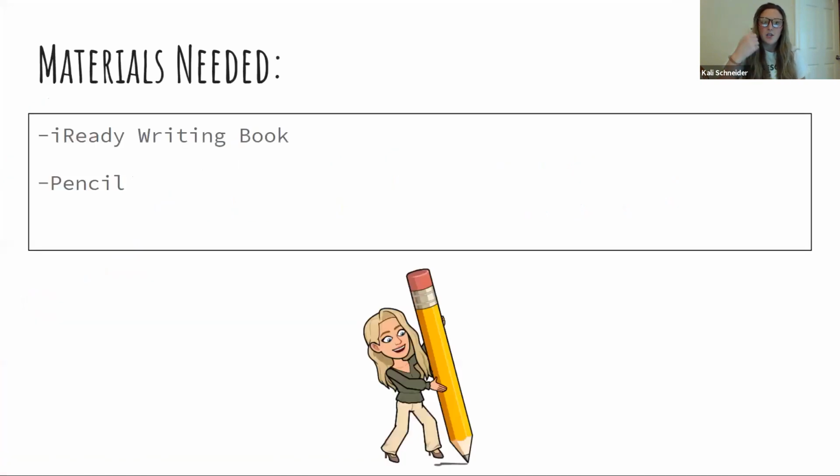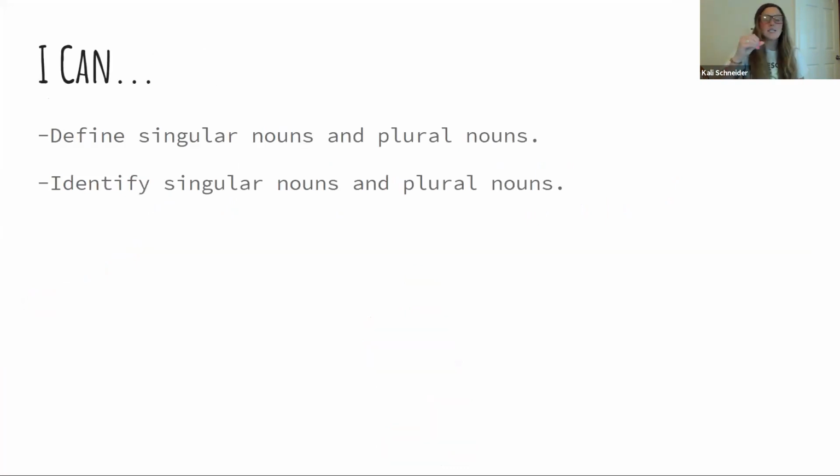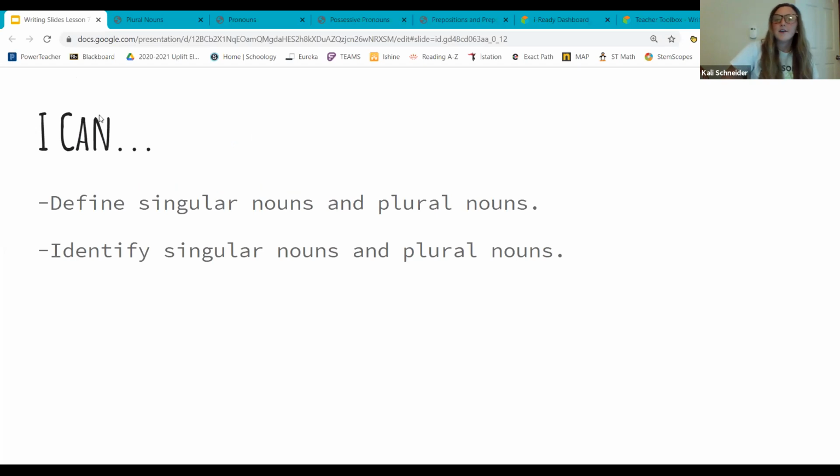Today, you're going to need your iReady writing book and a pencil. Let's get started with our objectives. Our objectives are: I can define singular nouns and plural nouns, and I can identify singular nouns and plural nouns. So we're defining and identifying singular and plural nouns.